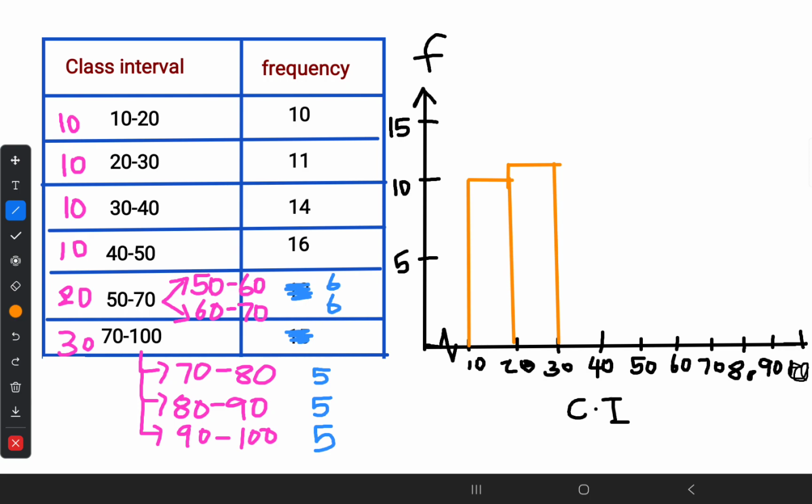Okay. In the third case, 30 to 40, the frequency is 14, a little less than 15. And thereafter we will have 40 to 50, 16, a little greater than 15.